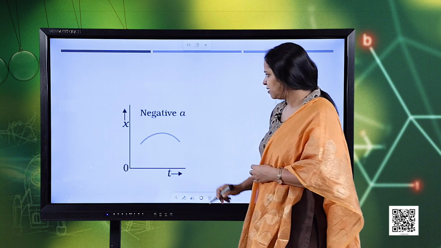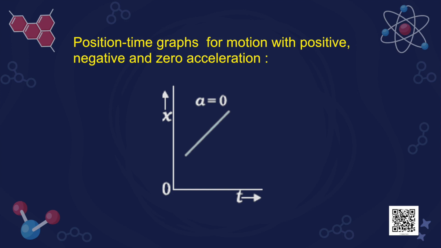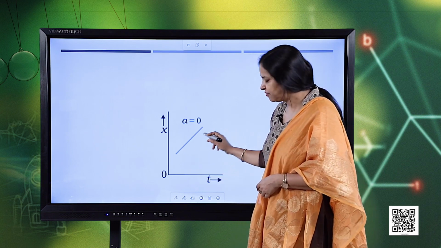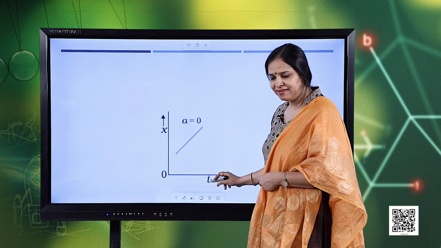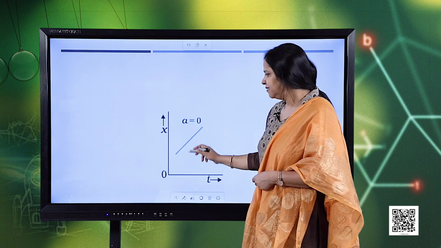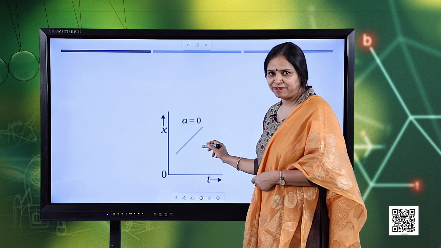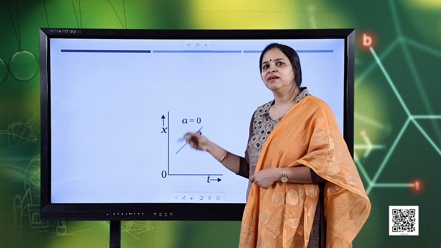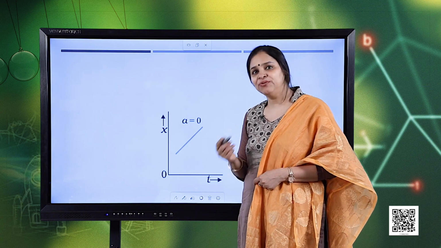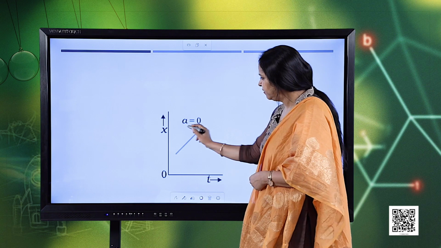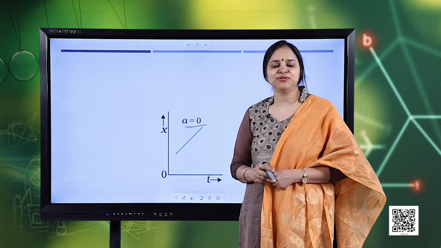Now, let us talk about another graph. This is a position time graph which represents 0 acceleration. You can see here that this graph is a straight line inclined to the time axis, which represents that the distance traveled is equal in equal intervals of time, which is only possible when the velocity is uniform, which in turn is only possible when the acceleration is equal to 0.